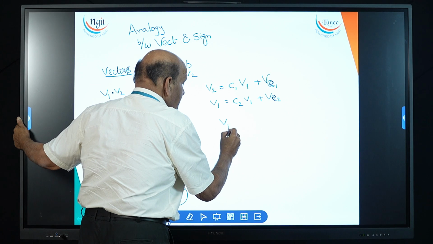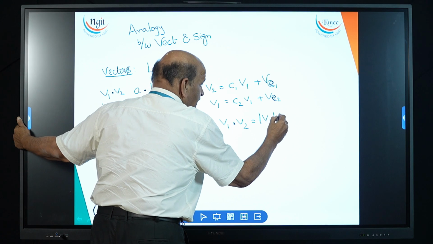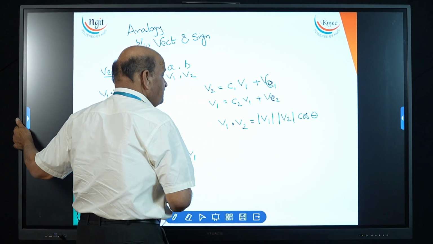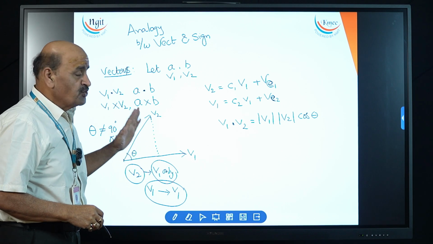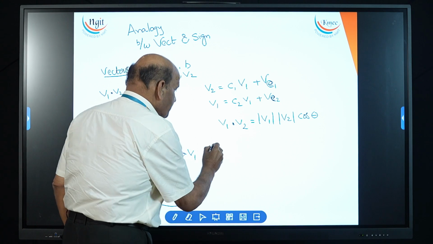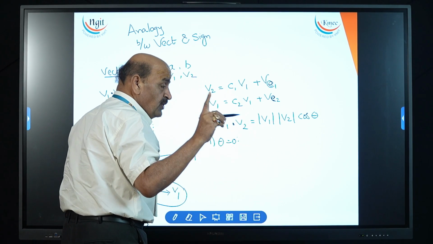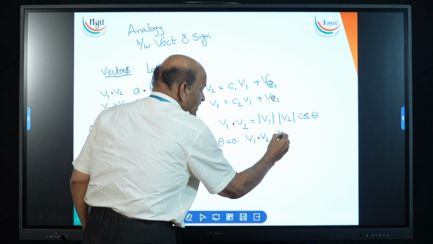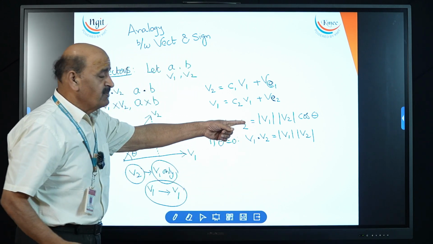If two vectors V1 and V2, then V1 dot V2 is equal to mod V1 mod V2 cos theta, where theta is the angle between them. That is the general formula to find the angle between two vectors. For example, look at theta equal to 0. If theta equal to 0, then what happens? Cos 0 equal to 1. In this case, the dot product of two vectors is just equal to the product of their moduli, because cos 0 becomes 1.